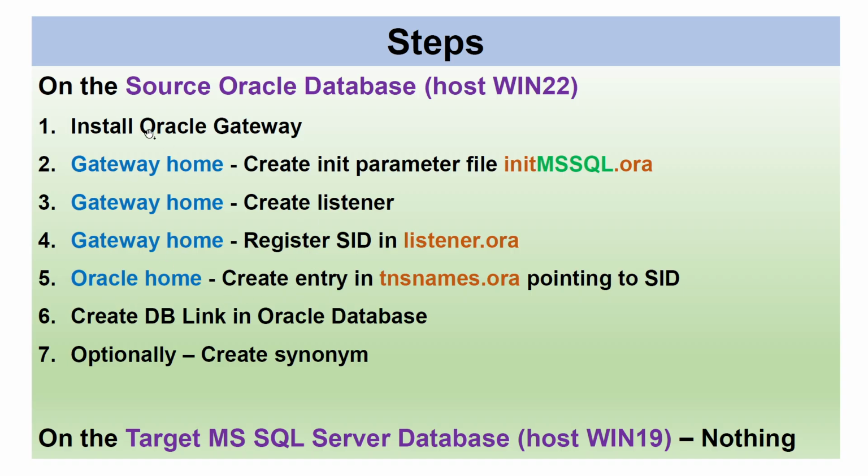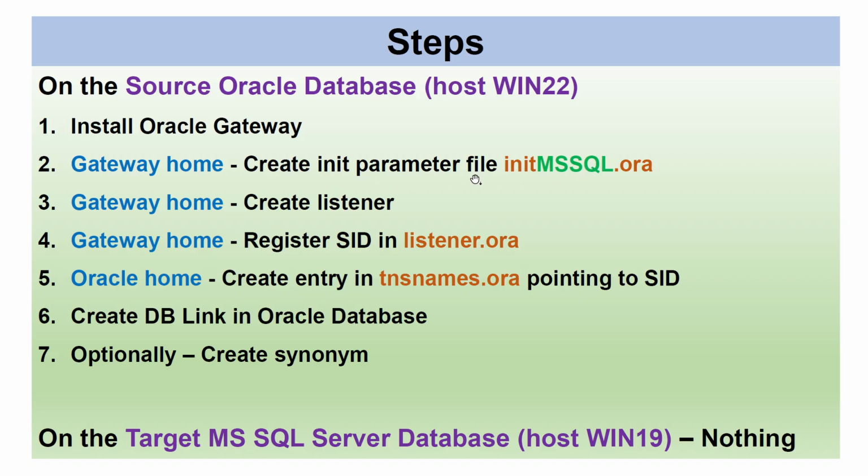In the Gateway Home, wherever you have installed the Gateway, create an init parameter file called init.mssql.aura. Here, this MS SQL becomes your SID, system identifier. This becomes your SID. This is very important. And this, you can give whatever name you want to choose. You don't have to choose MS SQL. This is your choice. But whatever you use here, you have to be pretty consistent in the configuration. Any misspelling over here will make the connectivity not work. So this is very, very important.